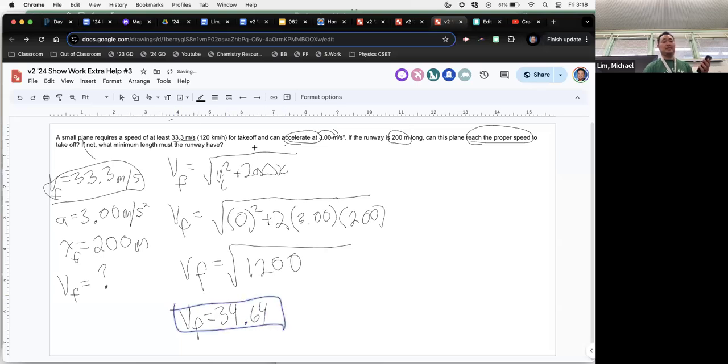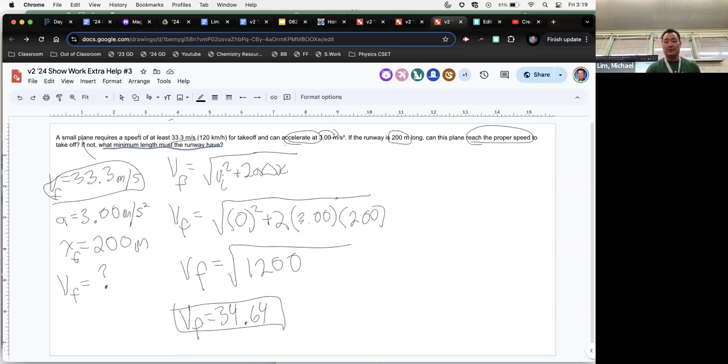Now, if we turn this in, we only get half credit, because look, there's a secret question right here. What minimum length must the runway have? So on your test, don't celebrate too early. You have to replug it in. You don't have to round this one. This one's 34.64. We found V sub F.